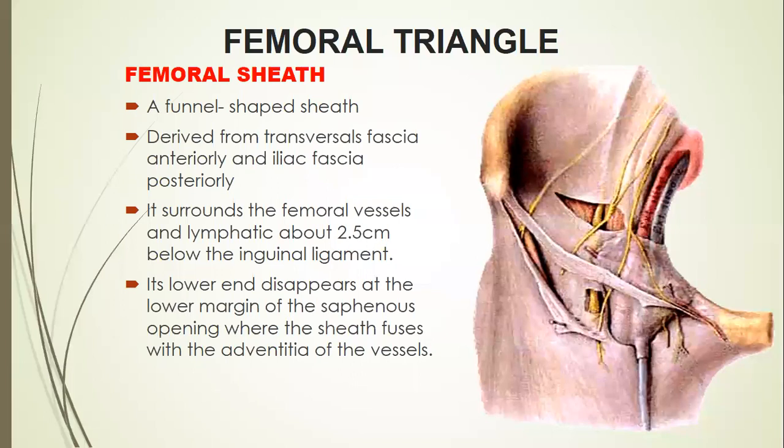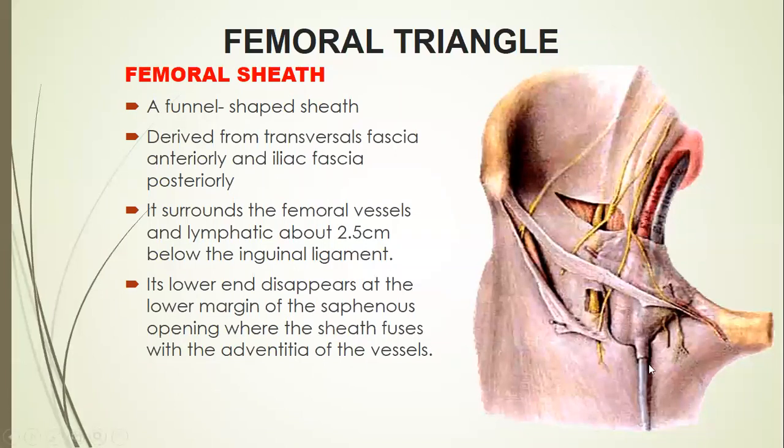So see here that this structure, which is called the femoral sheath, is just about 1 inch below the inguinal ligament. So below the inguinal ligament, the protrusion of the fascial sheath, funnel shape, is about 1 inch or 2.5 centimeters. Now, how does this fascial sheath disappear below the inguinal ligament?